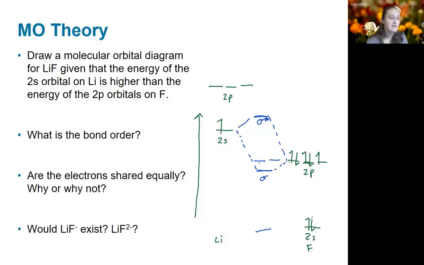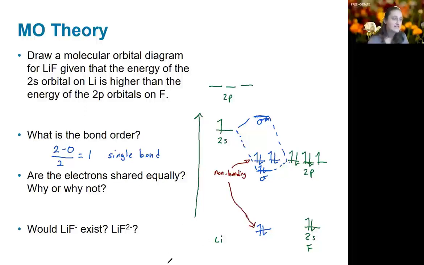And now when I go ahead and think about filling in my electrons, I have a total of 8. And so from my molecular orbital diagram, I would go ahead and calculate the bond order as being 2 bonding electrons, 0 antibonding electrons, divided by 2. And so we would say that this forms a single bond. Notice that we're not including the non-bonding electrons in any way when calculating the bond order.